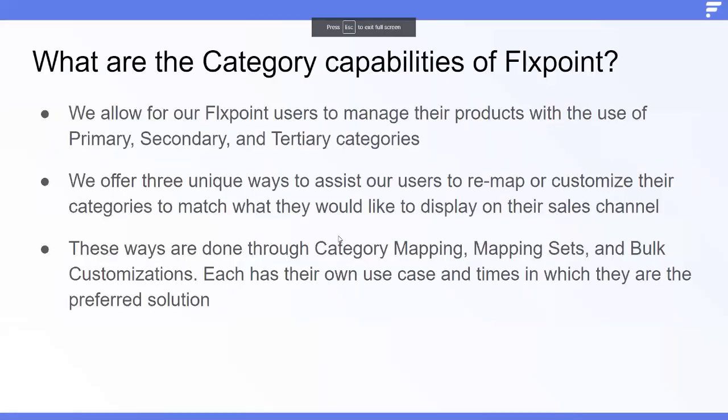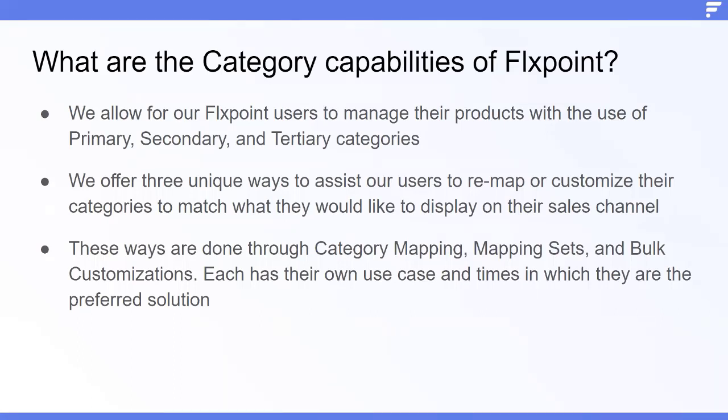So we have a couple of different ways to manage categories within Flxpoint. Before we get into that, we'll talk about the capabilities of categories within Flxpoint. We allow our Flxpoint users to manage products with the use of primary, secondary, and tertiary categories. That part of the slide is literally there because I like the word tertiary, and you rarely get to use it. We offer 3 unique ways to assist our users in remapping and customizing their categories to match what you'd like to display on your sales channel.